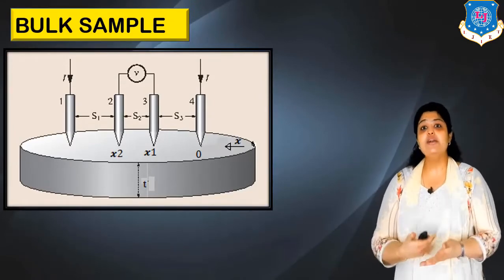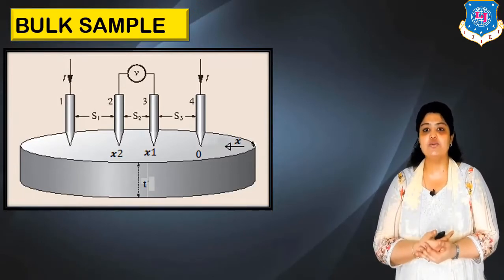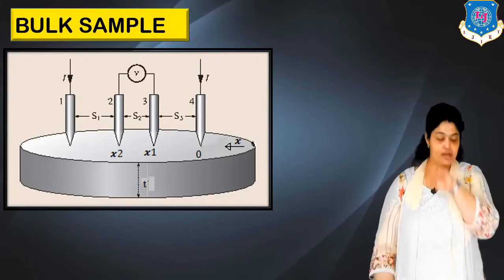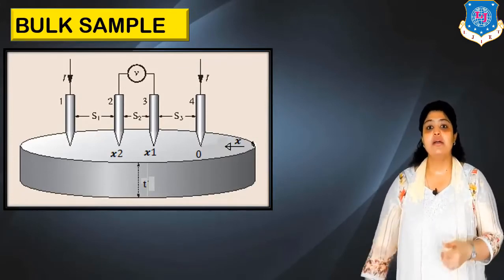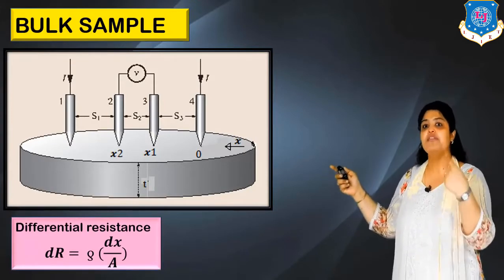So while calculating the differential resistance, we will be taking the limits as x1 and x2, that is s to 2s. Now in this particular diagram, you can measure the differential resistance, a small value of resistance, and then we will integrate it.